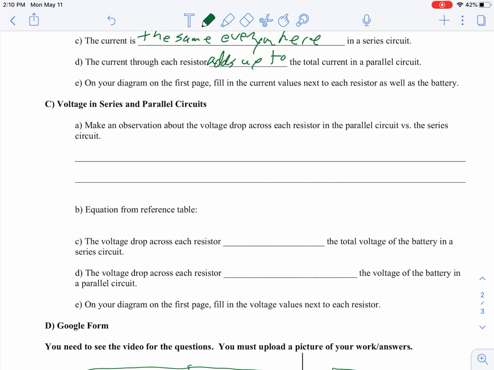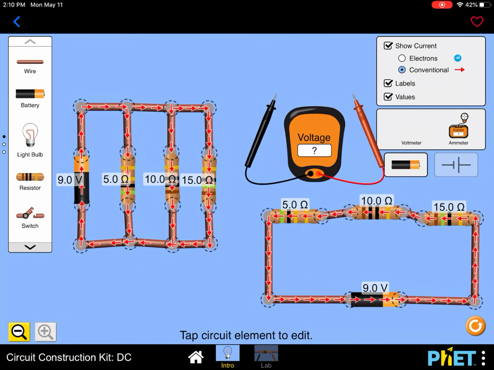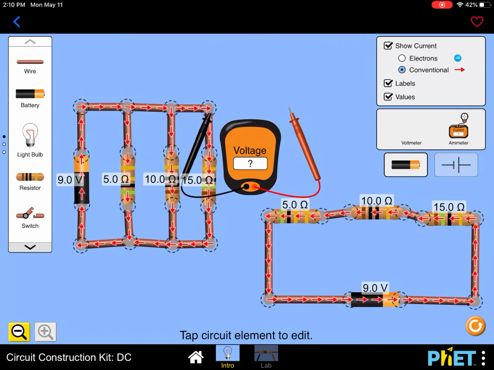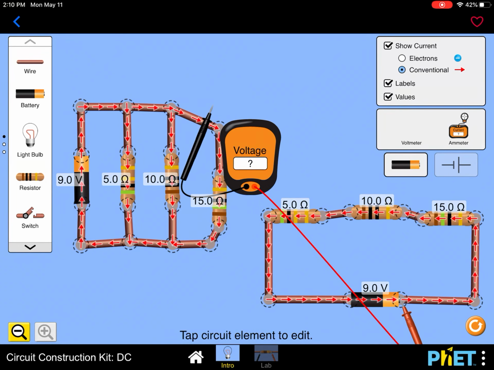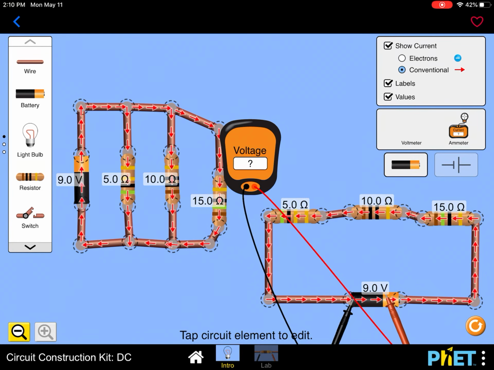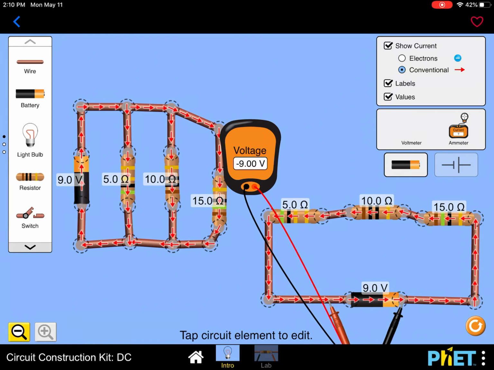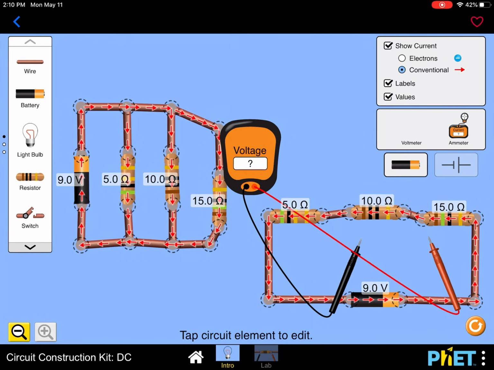All right. So make some observations about the voltage drop across each resistor in the parallel circuit versus the series circuit. So let's check that out right now. We're going to put that away for a second. We're going to take out our voltmeter. So if I want to check the voltage, let's just check the voltage of the battery. Voltage, this battery here, 9 volts. That makes sense. It's a 9 volt battery. If you switch these to the other terminals, it would be negative, but we're not going to do that.